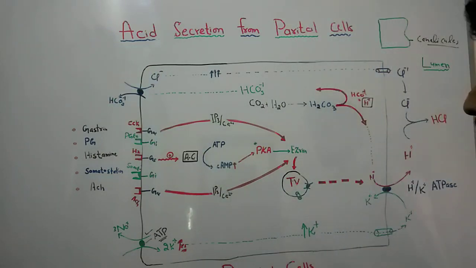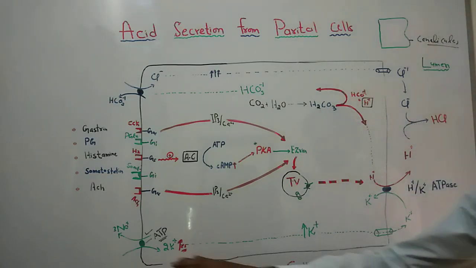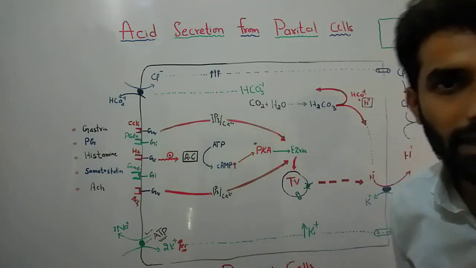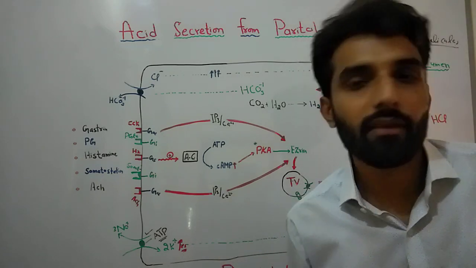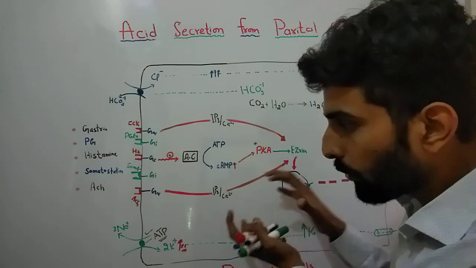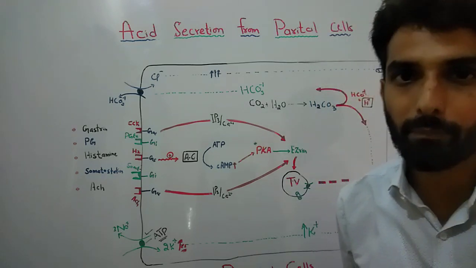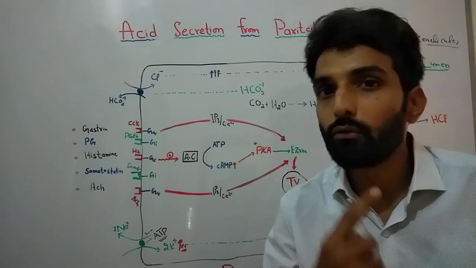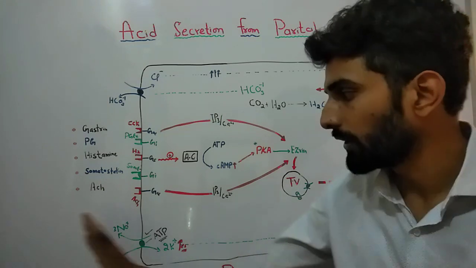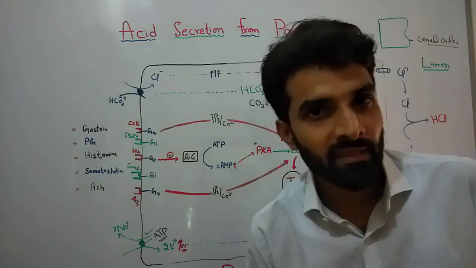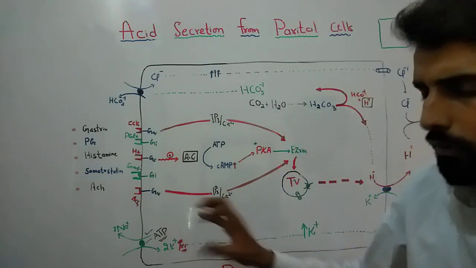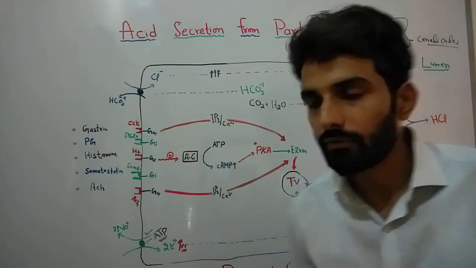Okay, now what will happen, let's start from this sodium potassium ATPase pump. This pump is basically responsible for taking 3 sodium out of the cell and 2 potassium into the cell, and for this purpose it will use 1 ATP. By using 1 ATP it will transport 3 sodium out and 2 potassium into the cell. So it means the intracellular concentration of potassium will increase.